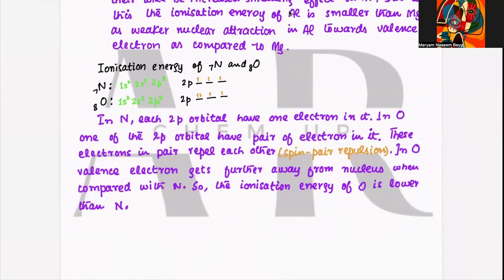So in oxygen, one of the valence orbitals has a pair of electrons. And in phosphorus, none of the 2p orbitals has a pair. So that pair of electrons repel each other, experiencing a spin pair repulsion, that makes the electron a little further away from the nucleus, hence the ionization energy decreases. Is this clear? Yes. Yes, Mariam, did you understand this? Yes, I did. Okay, great.